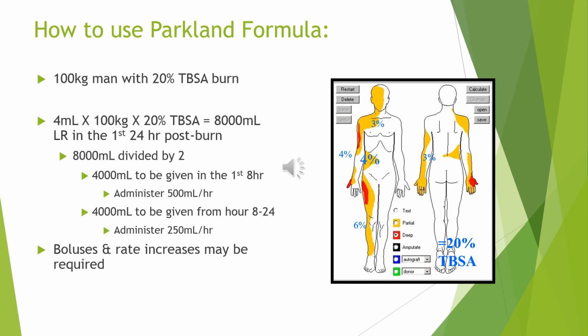In the second 16 hours, we're going to be giving 4,000 milliliters of fluid, and we're going to divide 16 into 4,000, and that's going to come up with 250 milliliters per hour. Sometimes we do have to look at boluses and rate increases as needed.